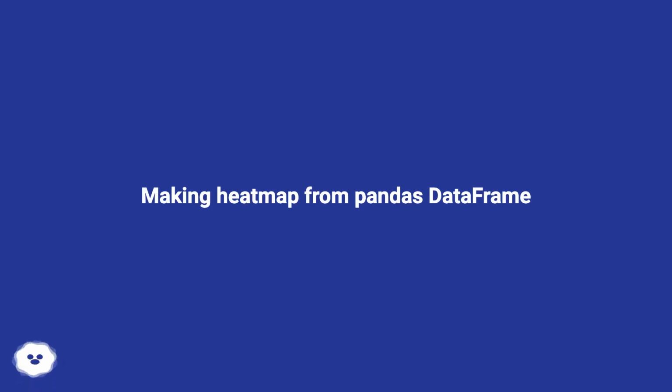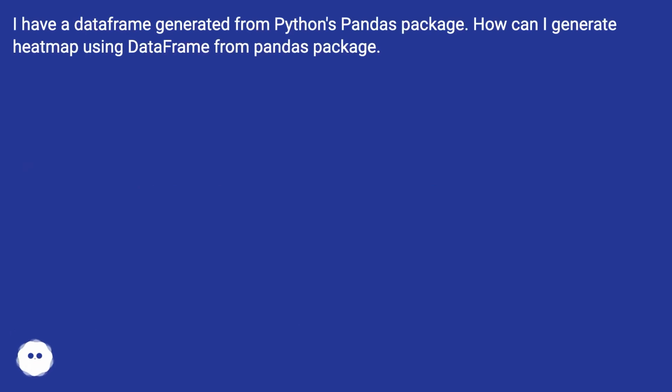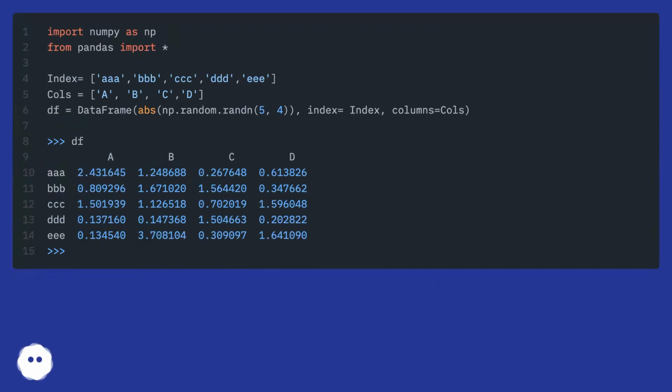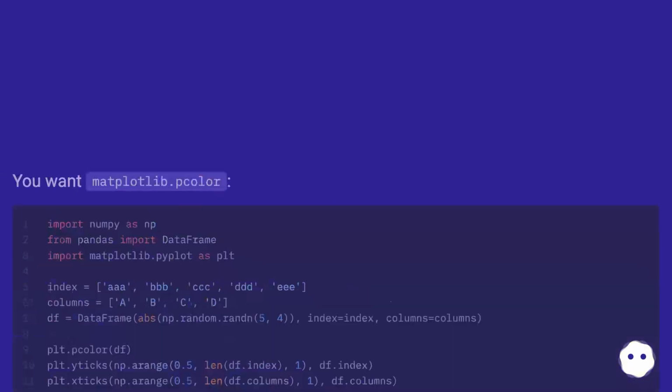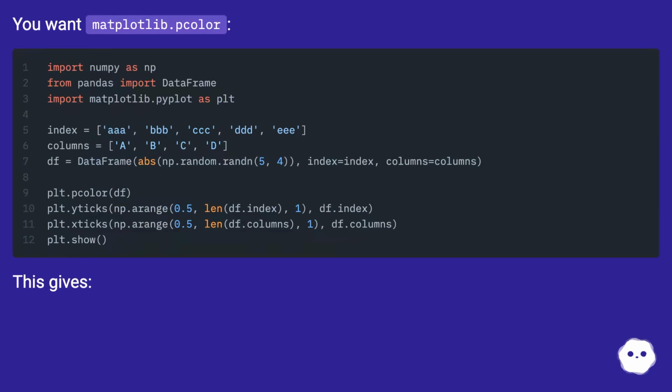Making heatmap from Pandas DataFrame. I have a DataFrame generated from Python's Pandas package. How can I generate heatmap using DataFrame from Pandas package? You want matplotlib.pcolor.